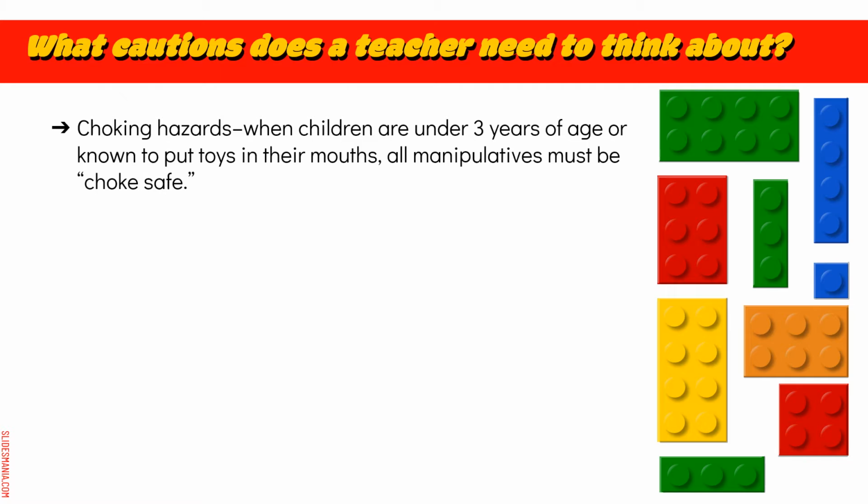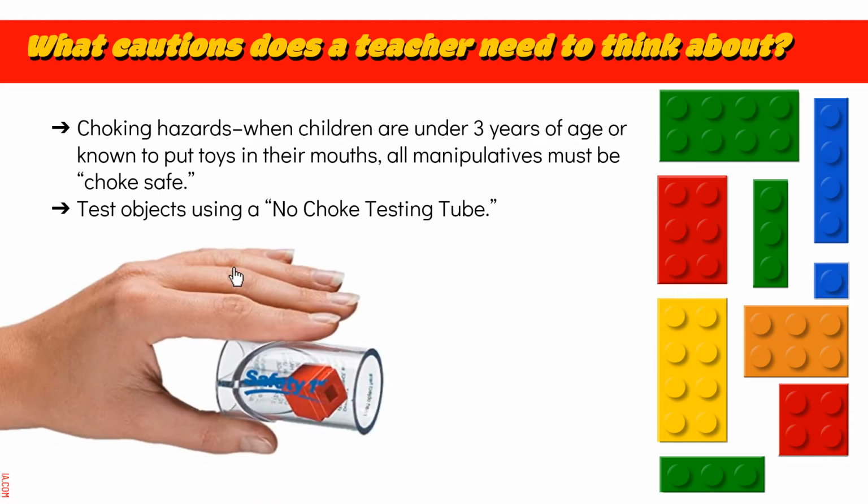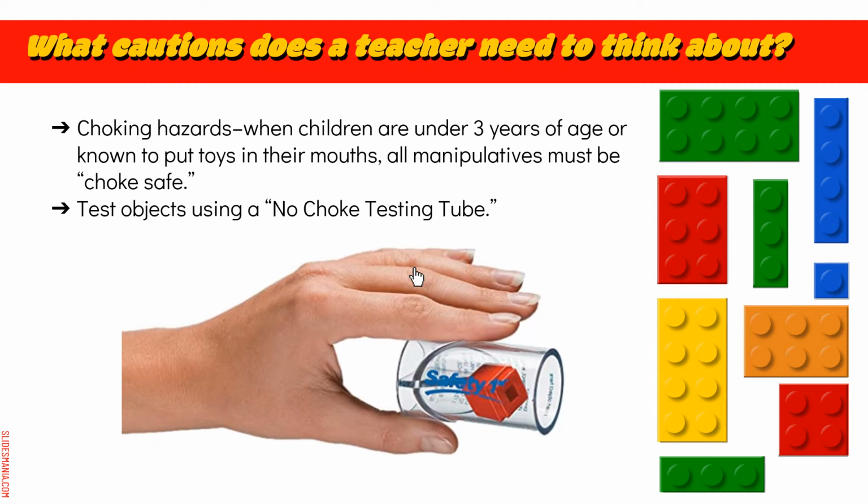When children are under 3 years of age, or when they still put things in their mouths, all manipulatives must be choke safe, so kids aren't going to choke on them. A good way to figure this out is to test objects using a no-choke testing tube, as is shown here. Shown here is a Unifix cube that fits fully in the no-choke testing tube. Because it fits in this tube that is designed to replicate a child's throat, we would not be able to have this toy available in a classroom where children are under the age of 3 and where children mouth toys. So that is one thing that we need to be cautious about.